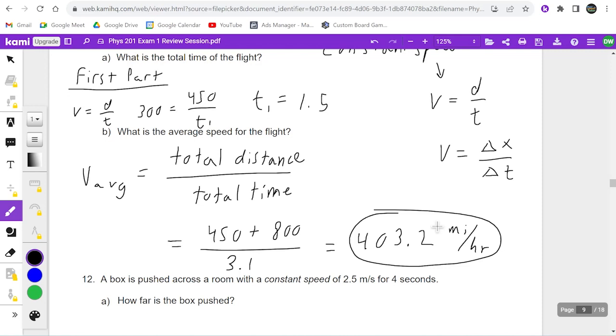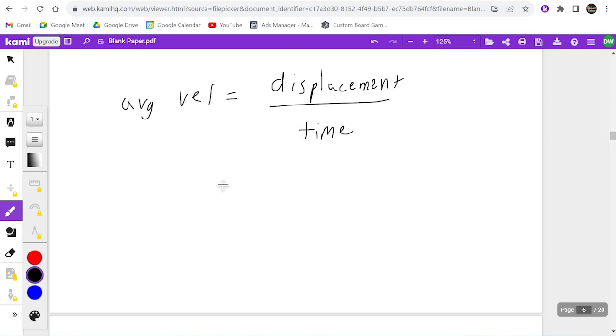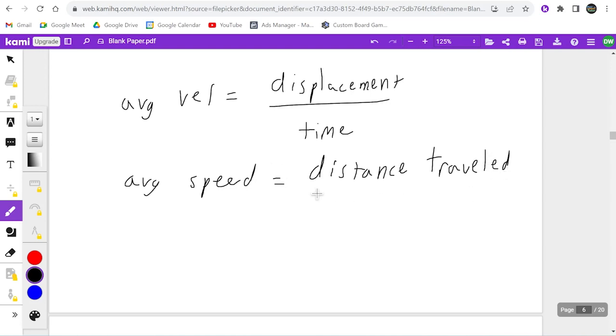Okay, now I'll just quickly address the difference between average speed and average velocity. I'm going to write that on a separate sheet of paper, so hopefully you have room to write this note. Average velocity is displacement over time, while average speed is distance traveled over time. Now, what's the difference between displacement and distance traveled. Does anyone know?